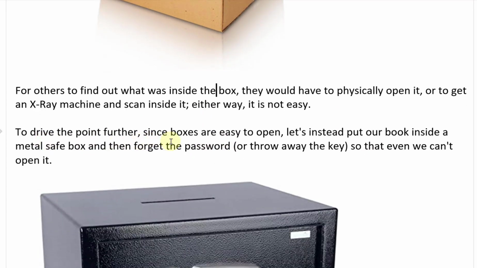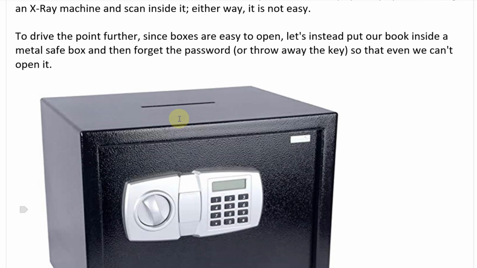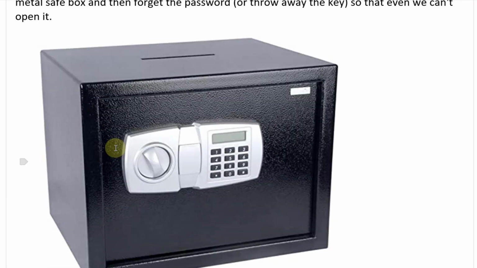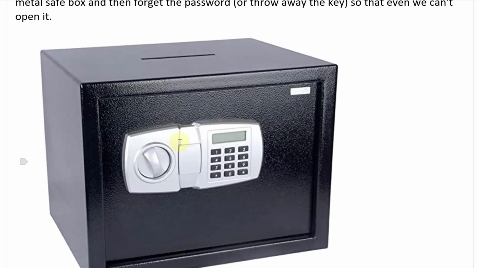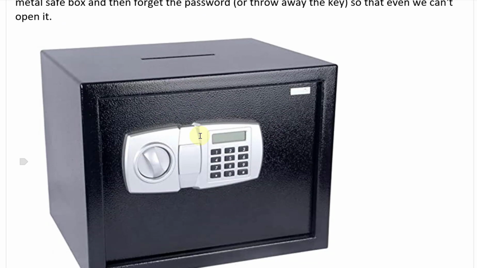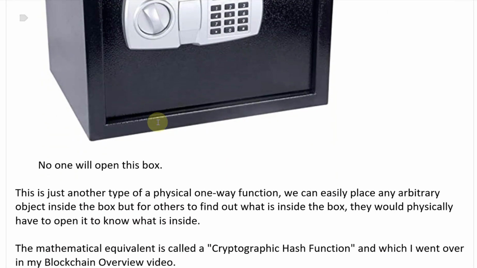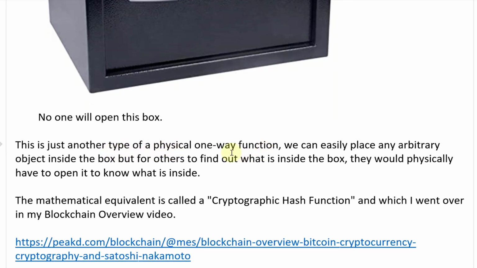To drive the point further, since boxes are easy to open, let's instead put our book inside a metal safe box and then forget the password or throw away the key so that even we can't open it. So put it inside the safe box. If we put our book inside the safe box, forget the password, throw away the key, however it is to open it, then basically no one's going to get inside this box. It's a pretty strong safe box. So no one will open this box. This is just another type of physical one-way function.